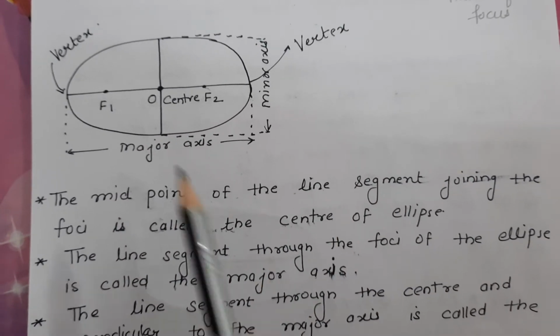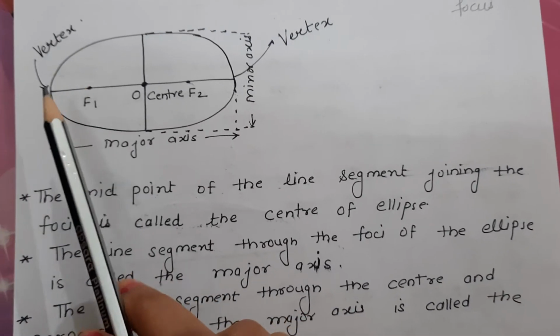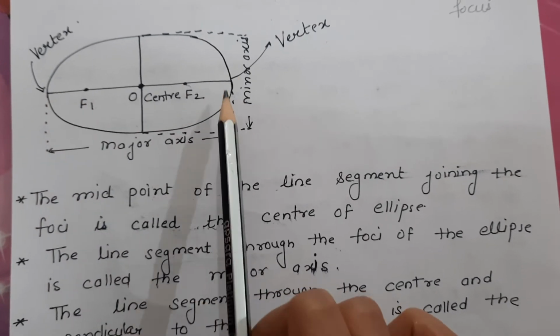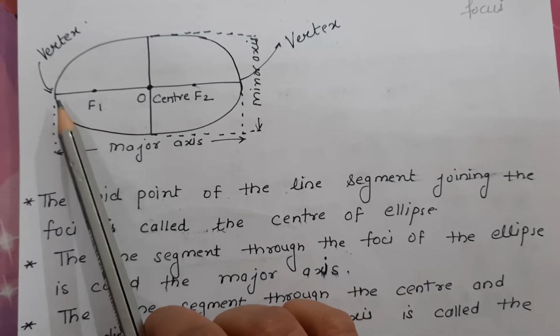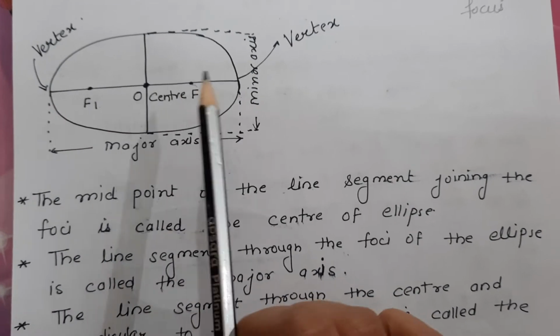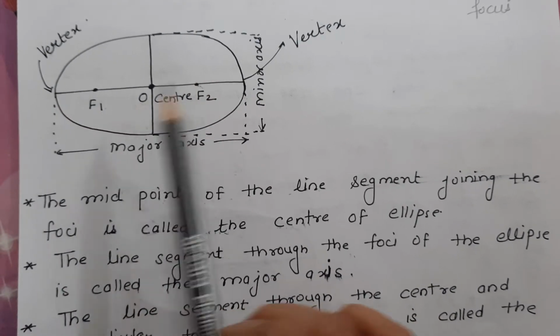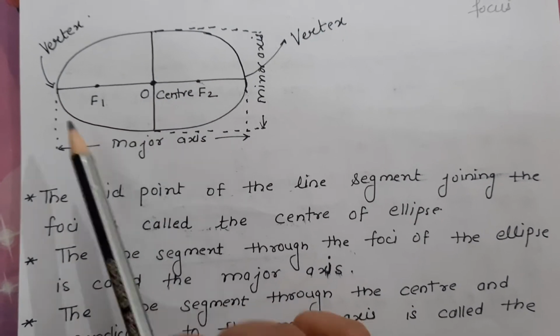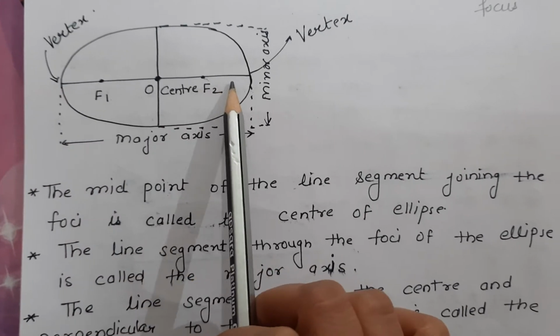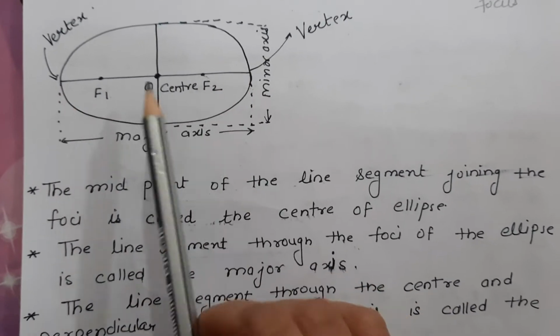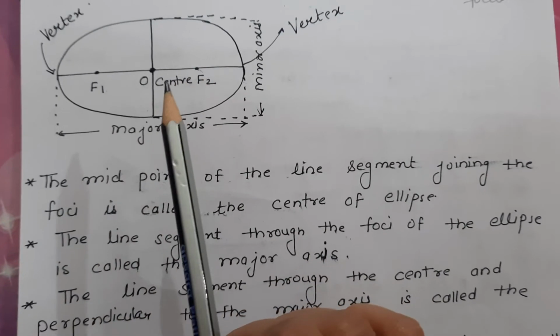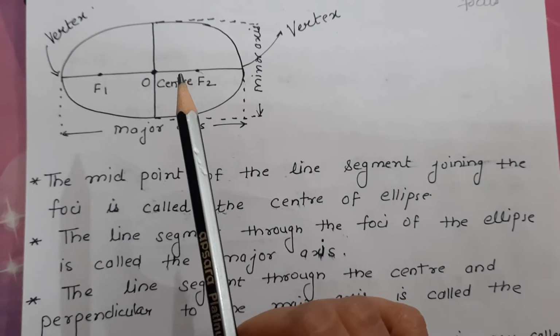The next thing is the line segment through these two foci of the ellipse is called the major axis, or we can say the foci will always lie on the major axis. So this line segment through these two foci is called the major axis of the ellipse.